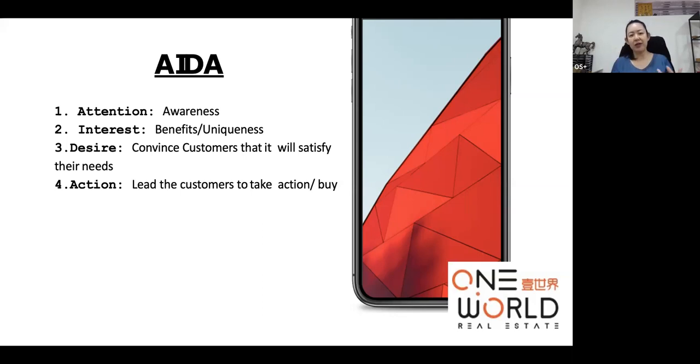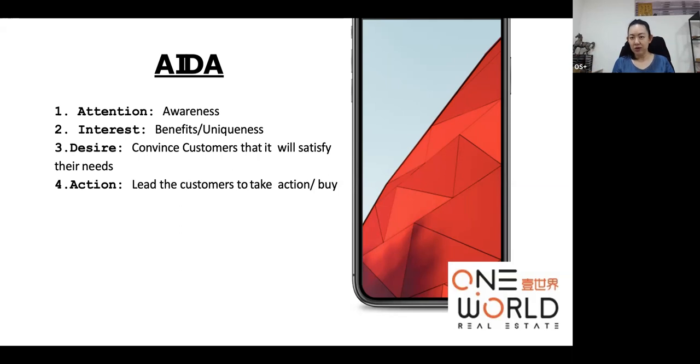You need to create the attention. Then what will be the interest, the benefit, the uniqueness of you? And how do you create the desire, so people want to give their business to you? Then you lead your customer to an action. They buy from you. So every sale uses this golden rule called AIDA.